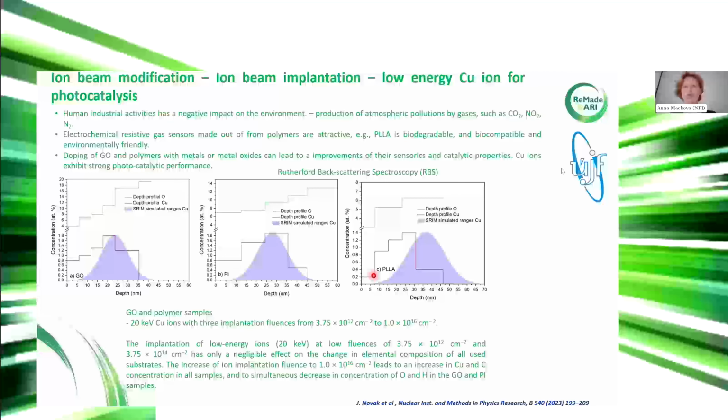Again, we are using copper ions, and we would like to spread them in different materials, such as graphene oxide and different polymers, but in a very near surface layer. So for this purpose, we really need low energy ions, in this case 20 keV. We can also use very low fluences just to spread the copper, and also quite high fluences to check what will be the difference.